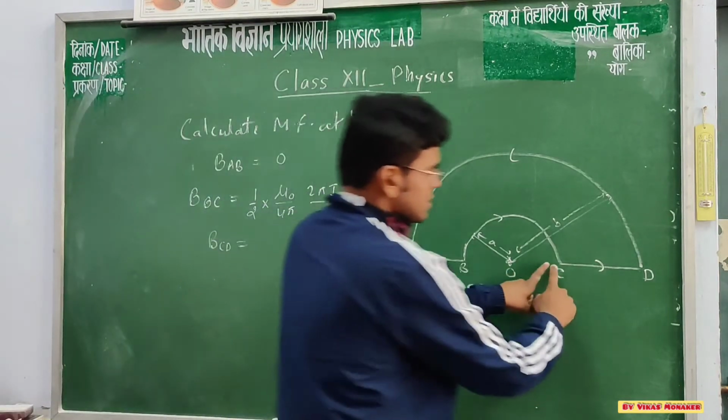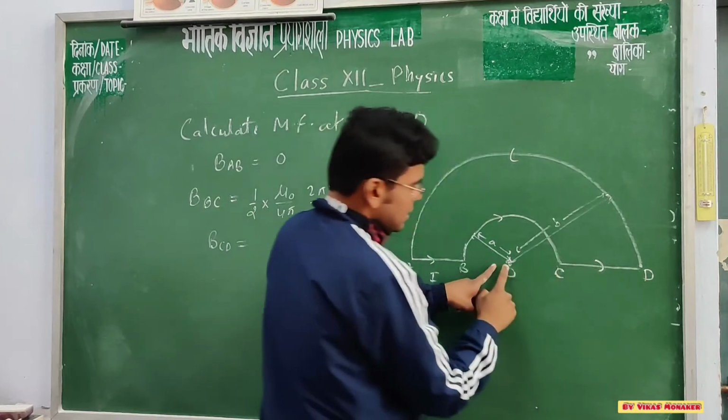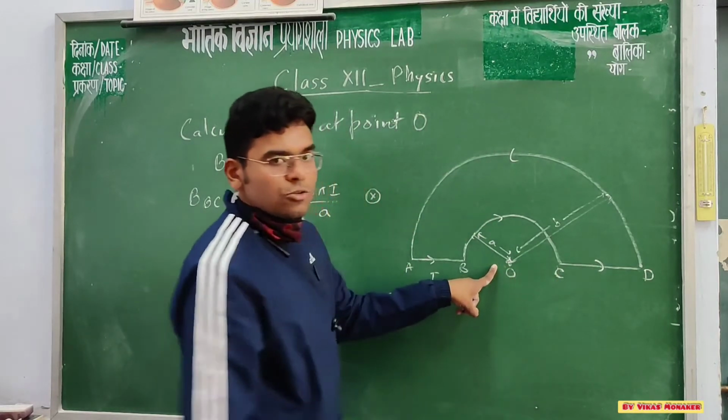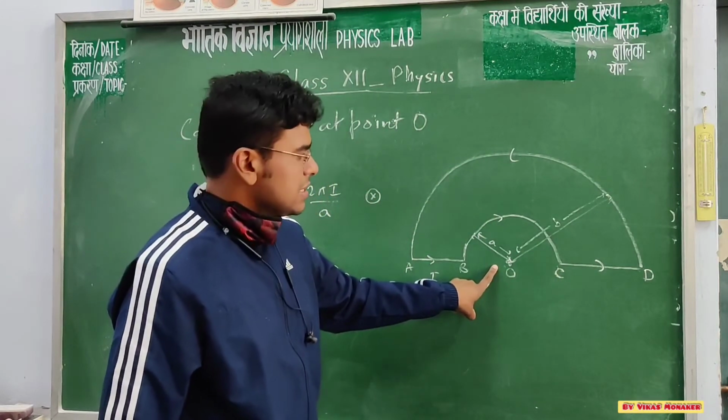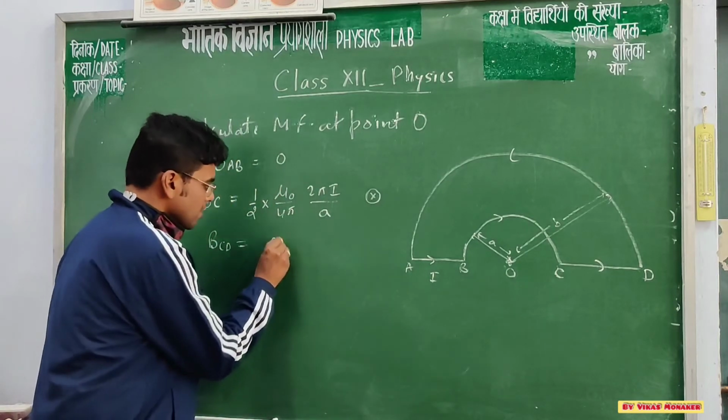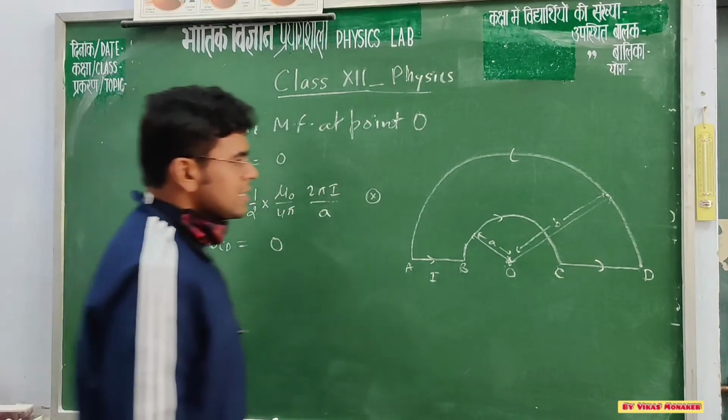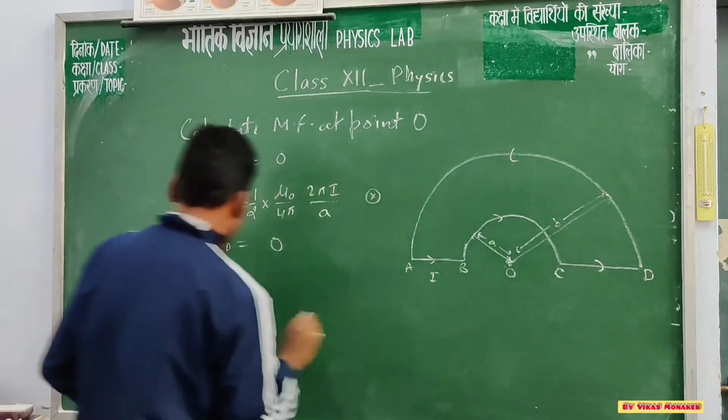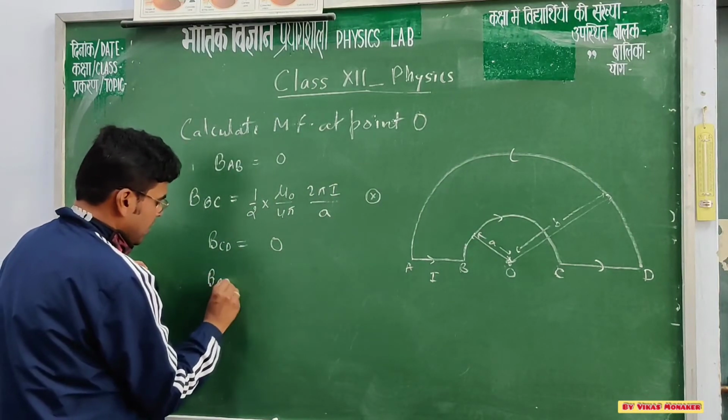Now let's move on to the third magnetic field, that is CD. Again CD, the current is flowing from C to D, but the point of observation where the magnetic field is to be calculated is lying on the axis, so the magnetic field will be 0. And the fourth one is left, that is DA. So magnetic field due to DA.